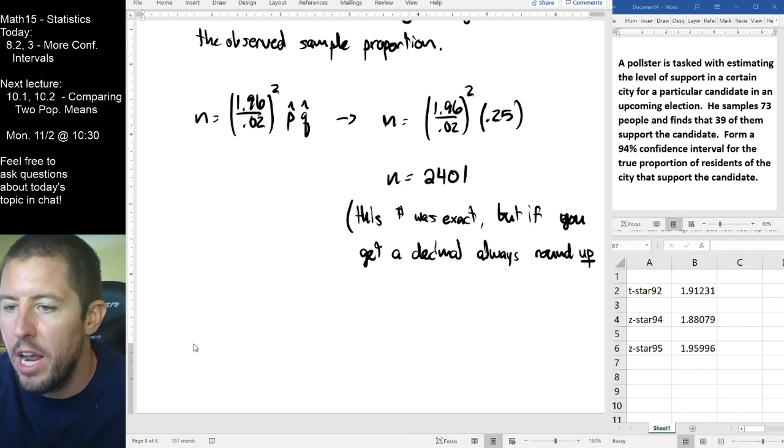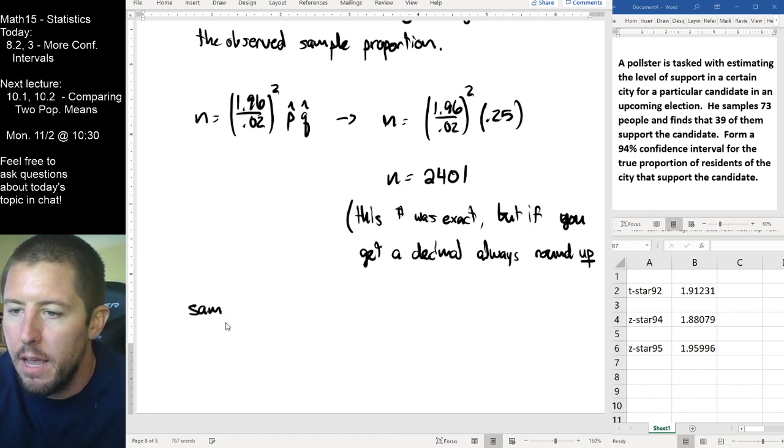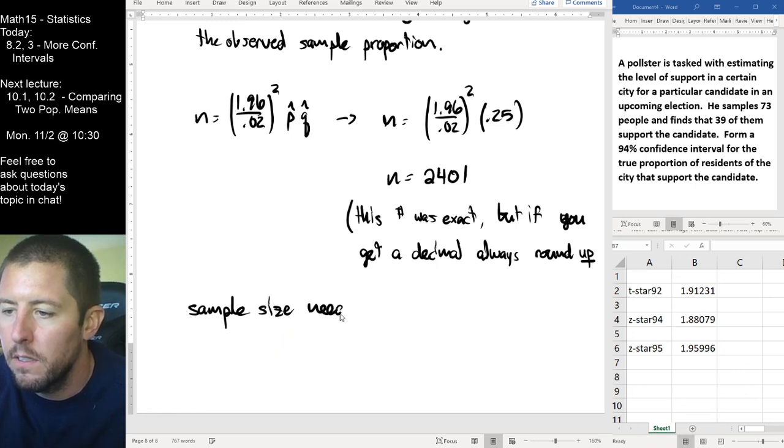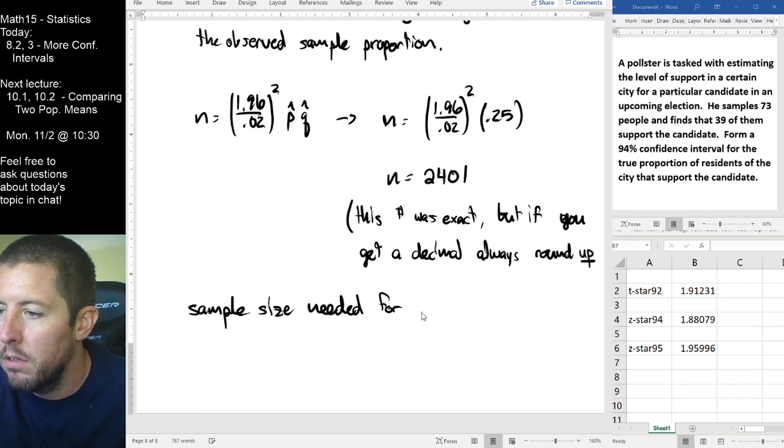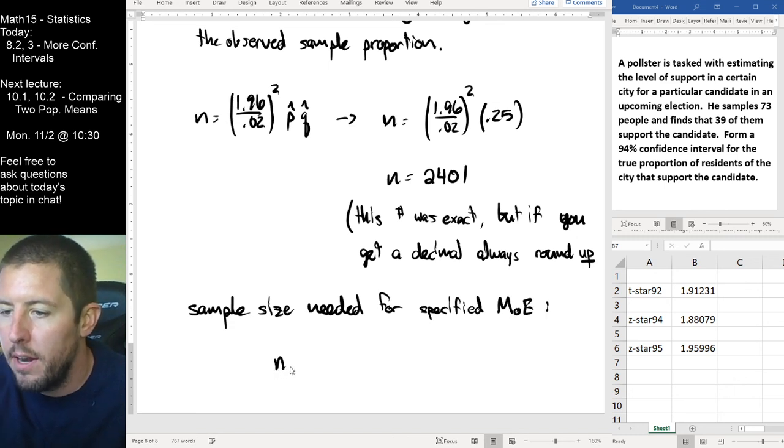So notice that in general, our sample size needed for a specified margin of error is always going to be n equals z star, according to our confidence level, divided by our margin of error that was given to us, squared, times 0.25.